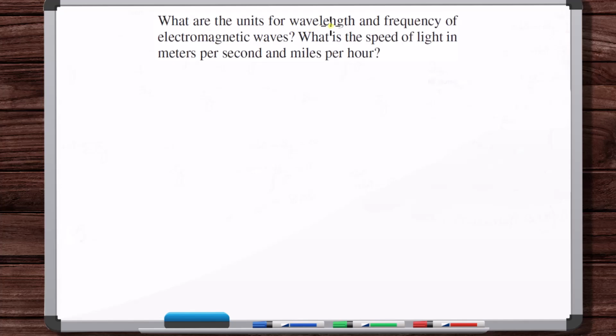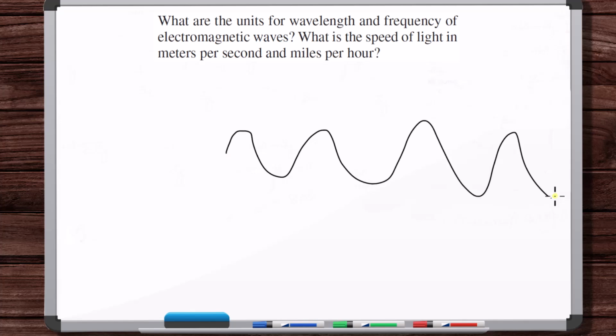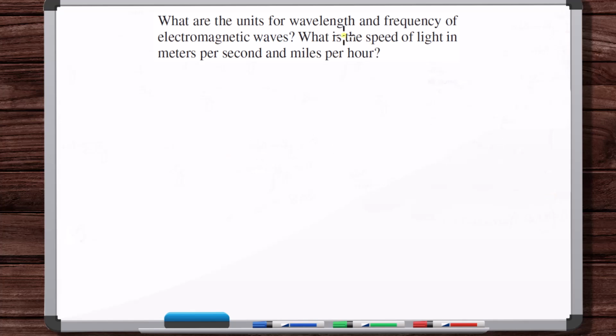Okay, let's get started. What are the units for wavelength and frequency of electromagnetic waves? What is the speed of light in meters per second and miles per hour? So, an electromagnetic wave is a wave like any wave. A typical wave that you learn about in physics, like a water wave, right? It's a wave. So the units for wavelength are length.